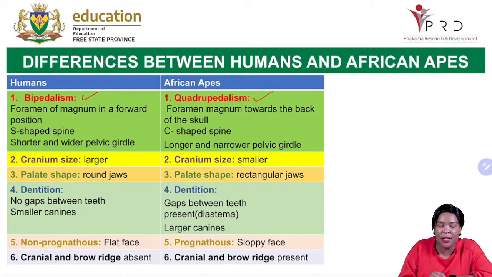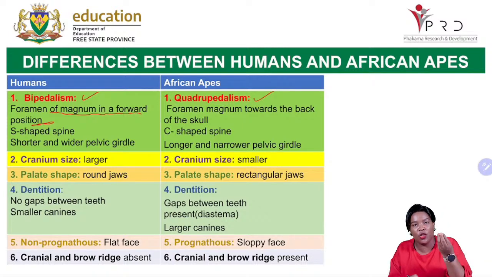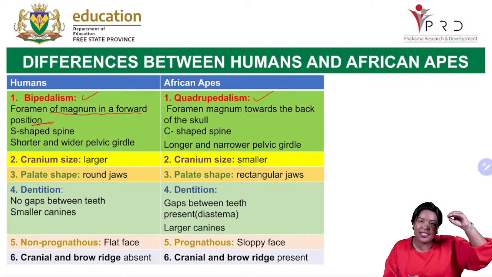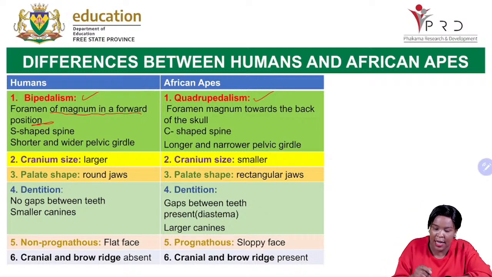Now, bipedalism is brought about by what? The foramen magnum is in a forward position. So this is on the skull. You are not going to say the foramen magnum is below the skull. The correct terminology to use there, you say the foramen magnum is in a forward position. Why are we saying forward? It is because we are looking at the evolution of where it started with other primates that came before the humans. Then it moved towards the front, but we say it moved in a more forward position. And then with the apes, because they show quadrupedalism, the foramen magnum is towards the back of the skull.